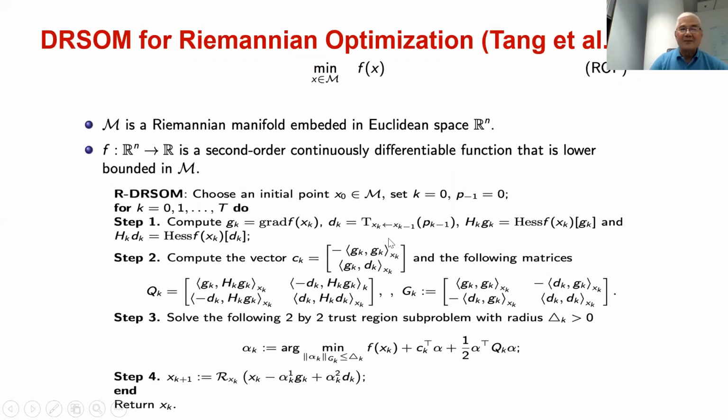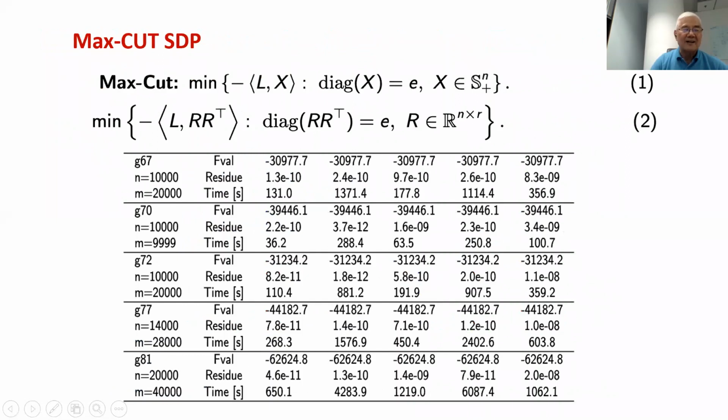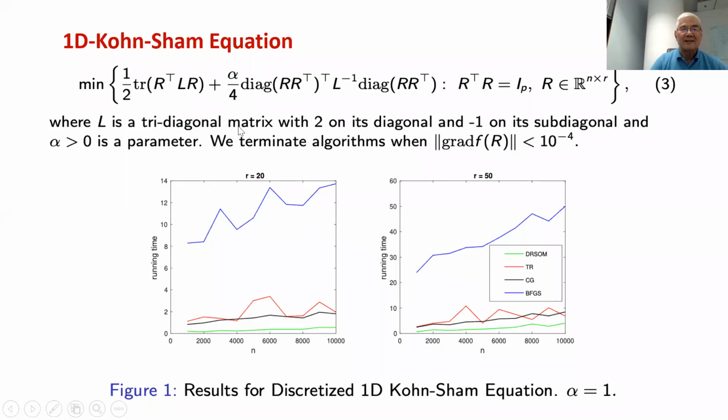You can also solve some manifold problems. Again, it's much faster. Now they can use this to solve 40,000 max cut problems in just 650 seconds using DR-Tseng. Again, for some other manifolds, it is very fast.